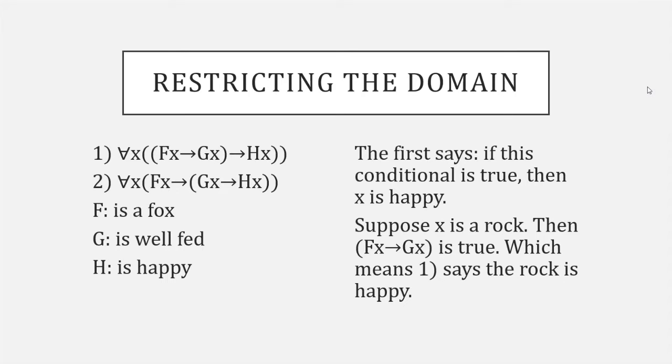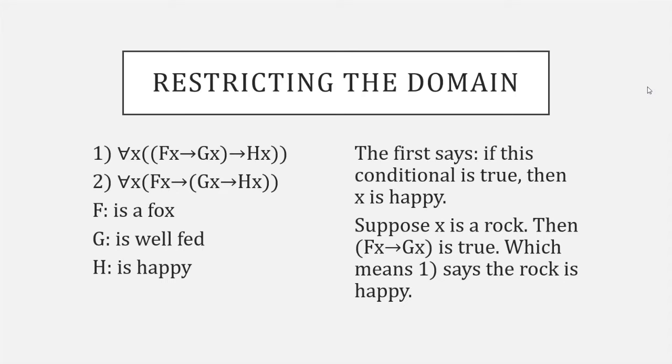Okay? Is it clear why the first thing is a really bizarre sentence? If our symbolization scheme here is F is a fox, G is well-fed, and H is happy, number 1 is a really weird sentence that makes claims about all objects in the universe that are not foxes. That's probably not what you want to do. So the point of adding these conditionals is to narrow down the scope of your claim, right? And number 1 doesn't do that. It keeps it wide open.